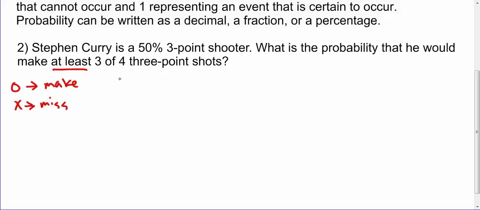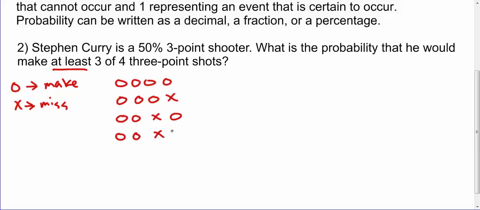Let's assume that he makes, well, I'm going to start with him making all 4 shots. But then, because there's a 50% chance on each one of them, it's equally as likely that he could miss the last shot, or maybe he'll make the first 2, then miss, then make, or maybe he'll make the first 2 and then he'll miss the third and fourth shots. Basically what I've done here is I've exhausted every make option.